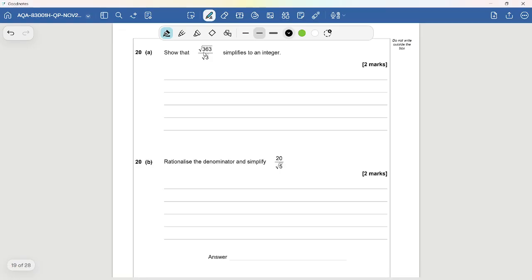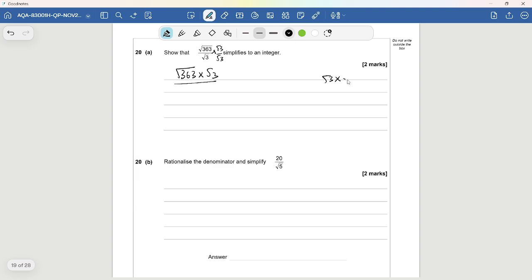Show that √363 over √3 simplifies to an integer. So we have to simplify this third and make it an integer value. We start with the denominator and rationalize it by multiplying the numerator and denominator by its denominator. So now we have √363 times √3 over √3 times √3.